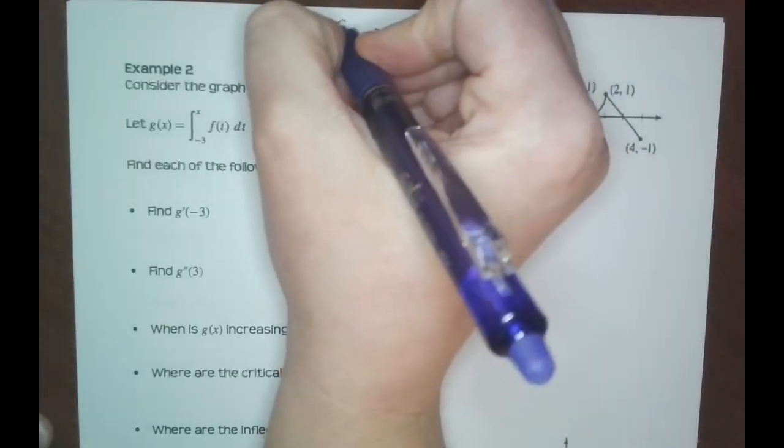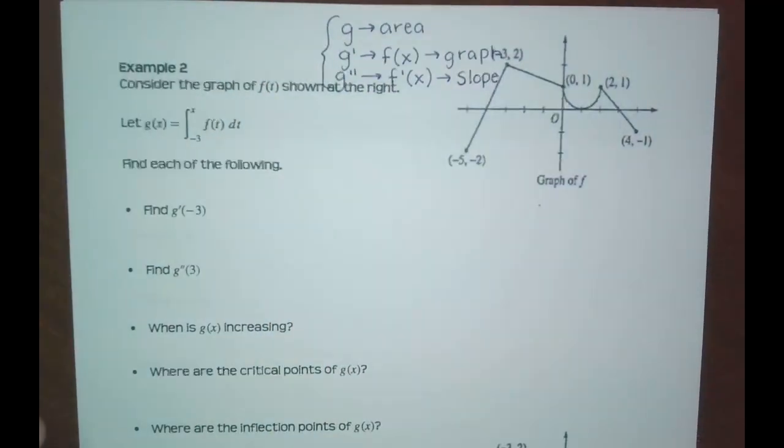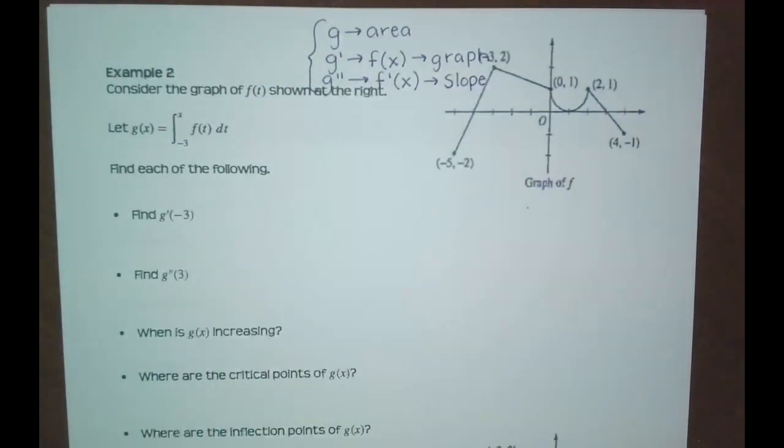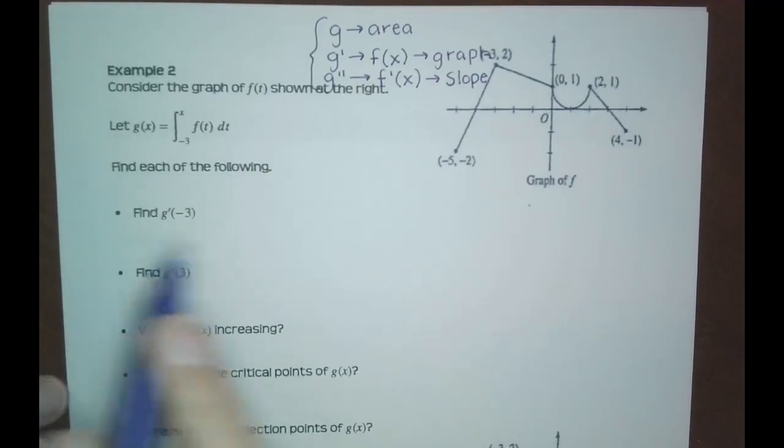So I always set these three things up for myself so that later in the problem, when I'm being asked all of these questions, I can keep straight which thing am I looking at. Am I looking at an area? Am I looking at a slope? Am I looking at the graph itself? Okay? So let's see. The first question says find G prime of 3.